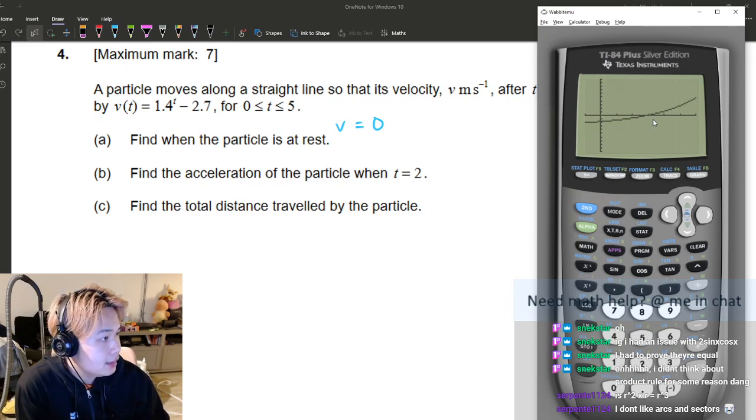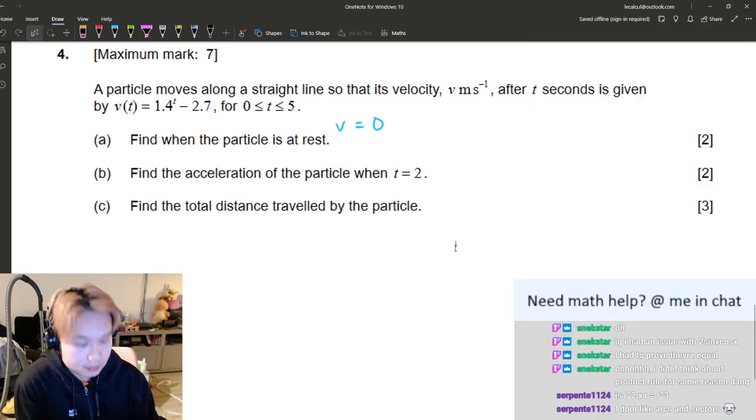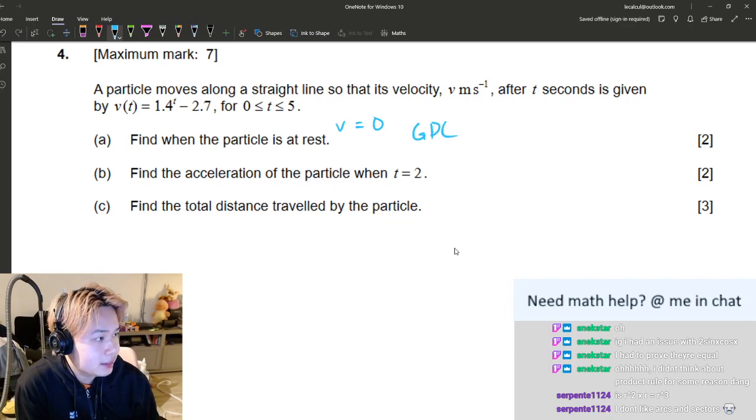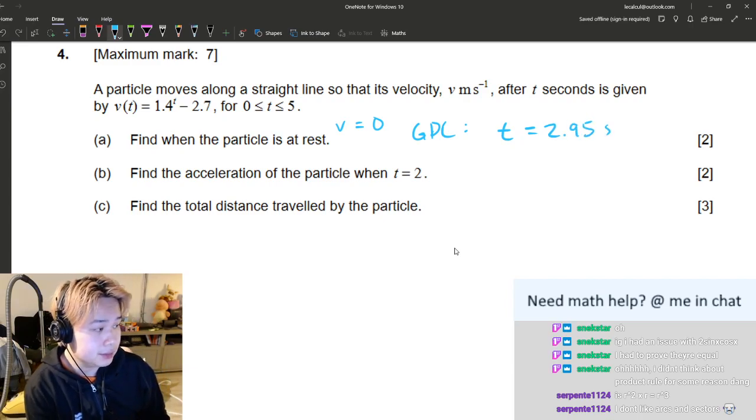Okay, so you can see that my particle is going to be at rest right here, so I can calculate the 0. So put my cursor on the left side, put my cursor on the right side, make an estimate with my cursor, so right there, 2.95. So by my GDC, the particle will be at rest at 2.95 seconds.